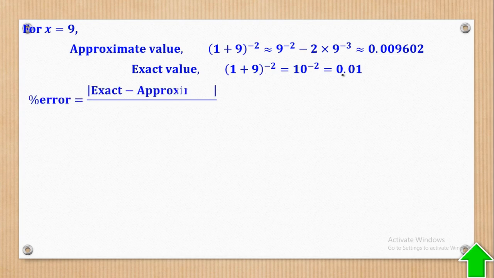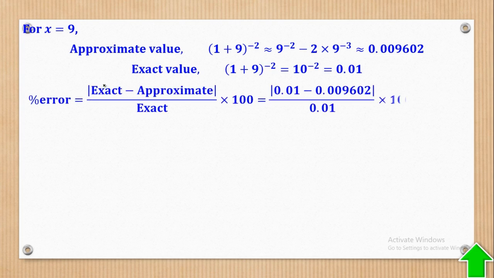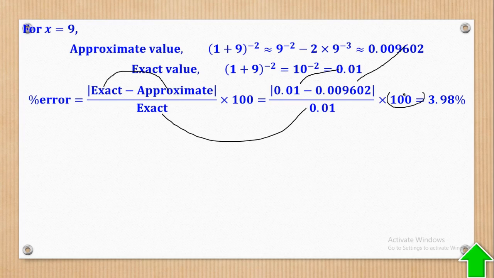Then percentage error is error. Now error is equal to exact minus approximate, but absolute. Therefore, exact value is this, absolute is this, sorry, approximate is that, over exact. Then multiply by 100. Use a calculator to come up with this percentage. And that is what they wanted.